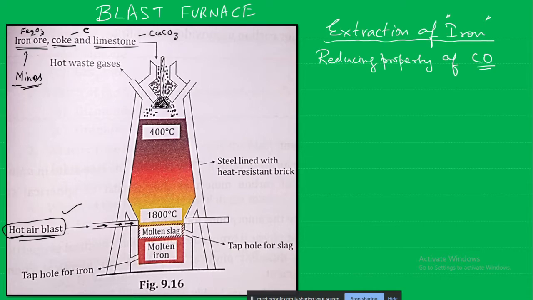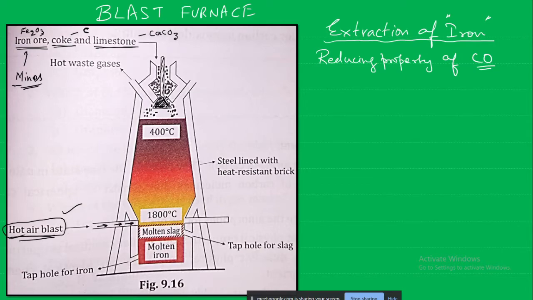That ore is mixed with the coke and limestone, and that is introduced into this blast furnace. Here you can see that the temperature is quite high, almost 1800 to 2000 degrees centigrade at the bottom of this furnace. And as you go above, it comes to roughly 500 degrees centigrade, 400 degrees centigrade. And this whole thing is covered in steel lined with heat resistant bricks and so on.